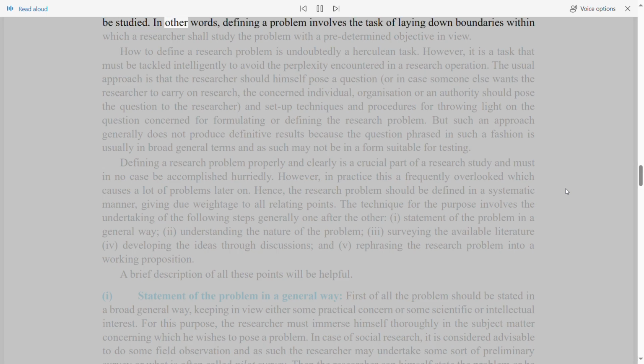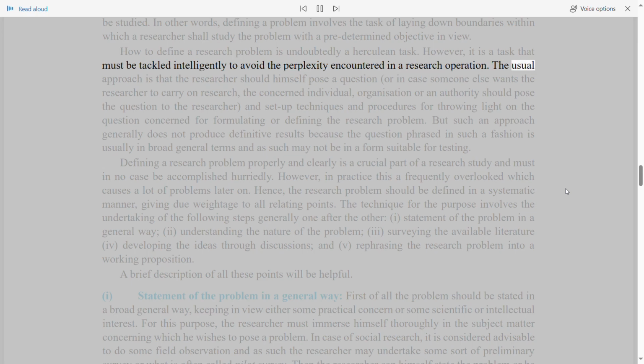In other words, defining a problem involves the task of laying down boundaries within which a researcher shall study the problem with a predetermined objective in view. How to define a research problem is undoubtedly a Herculean task. However, it is a task that must be tackled intelligently to avoid the perplexity encountered in a research operation.